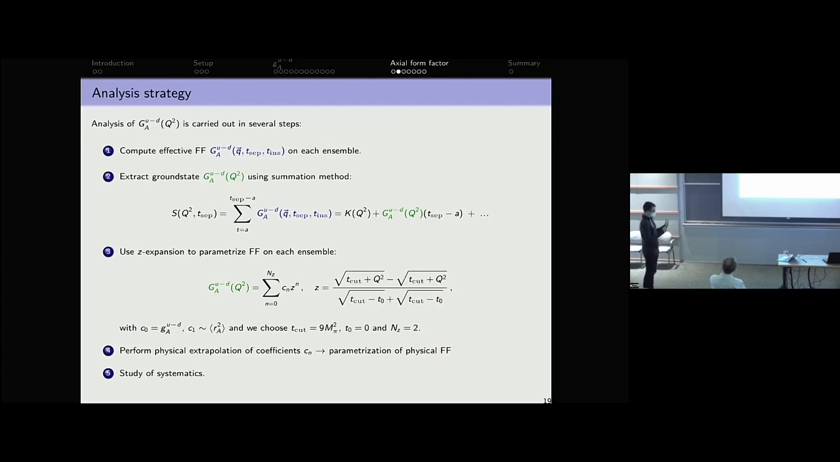Now you have obtained a parameterization on each ensemble, but you actually want the physical form factor. So the next step is to perform a physical extrapolation of this coefficient Cn. This will finally lead to a parameterization of the physical form factor. And the last step is then to study systematics of all these procedures that lead to that.